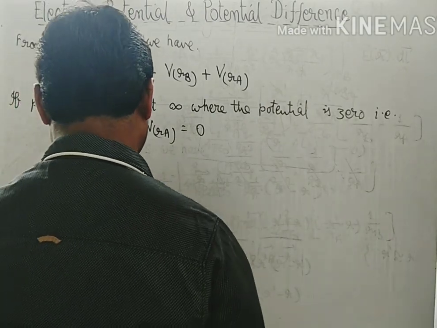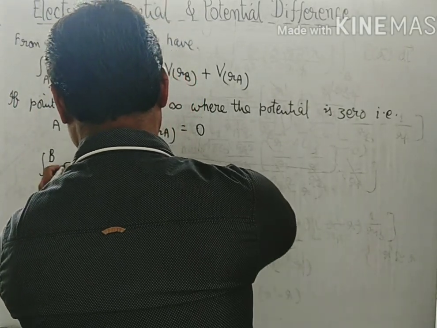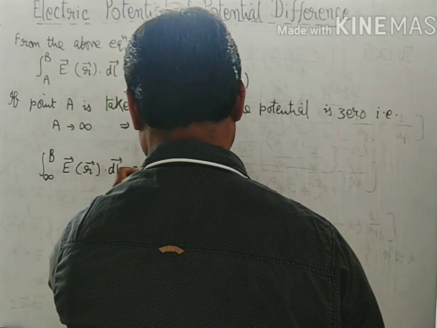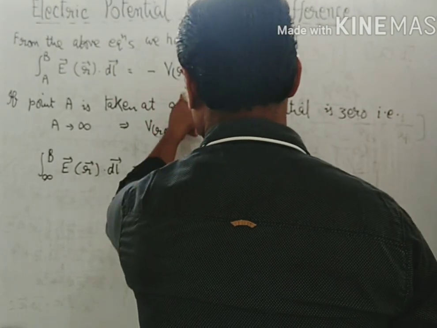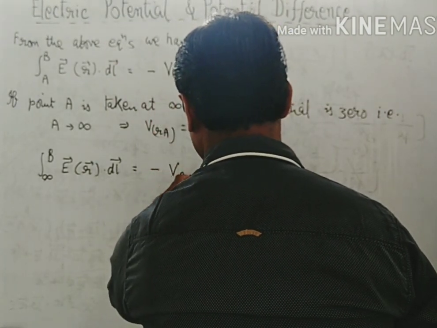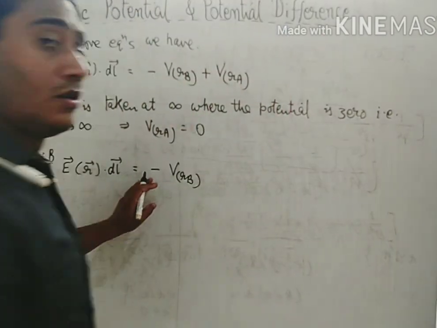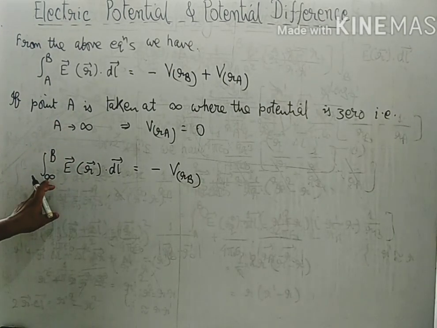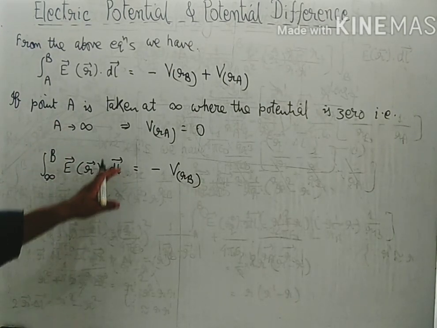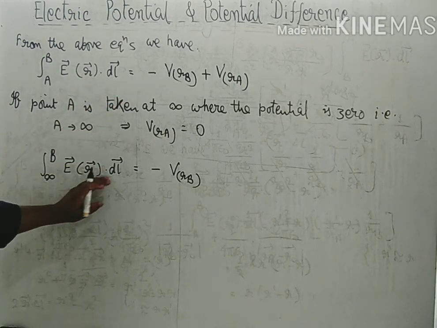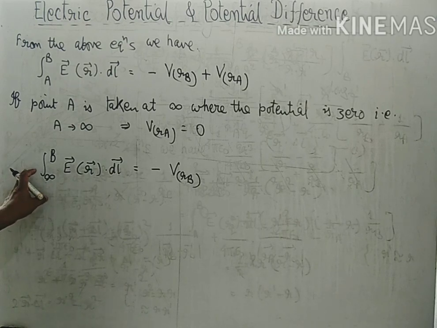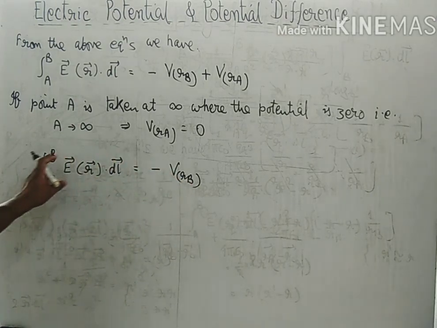Integral from infinity to B of the electrostatic field as a function of position vector r dot dl, which is equal to minus V of B. We find that this term becomes 0, and here A has been taken at infinity. So these are a few changes in this equation. Here we just have this negative sign on the LHS, and we drop the subscript B, so it is simply small r here.